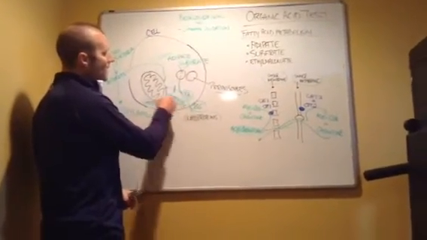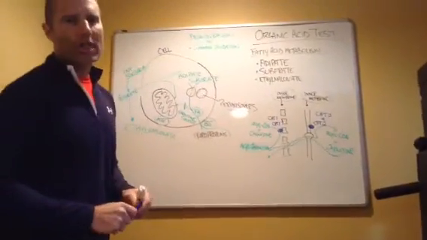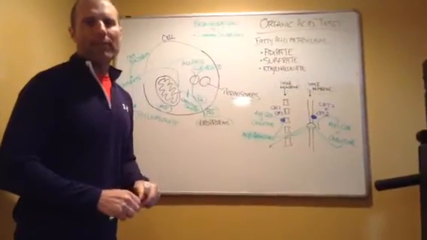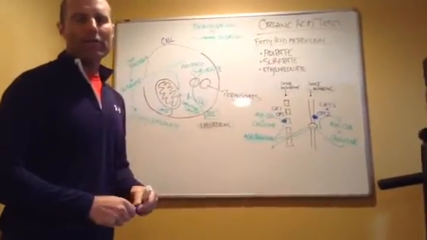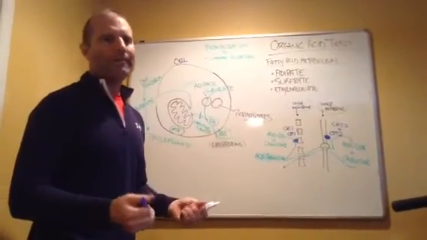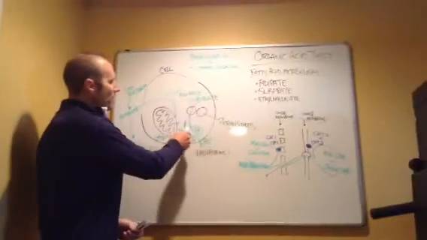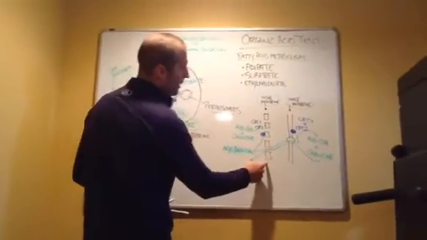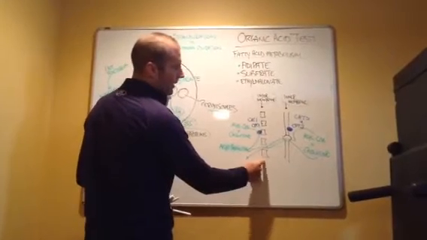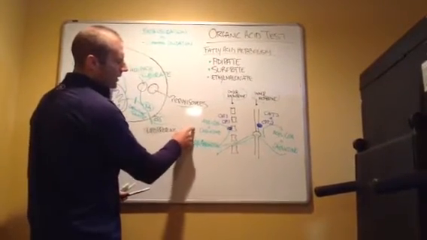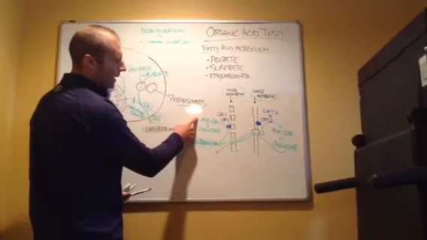Fatty acids then need something called the carnitine shuttle to get inside the mitochondria. The fatty acids can't get through the mitochondrial membranes by themselves, so they use a shuttle called the carnitine shuttle. So carnitine transports the fatty acids into the mitochondria. Over here is the outer membrane of the mitochondria. Here's the inner membrane of the mitochondria. Here's our carnitine. Here's our fatty acid, our acyl-CoA.